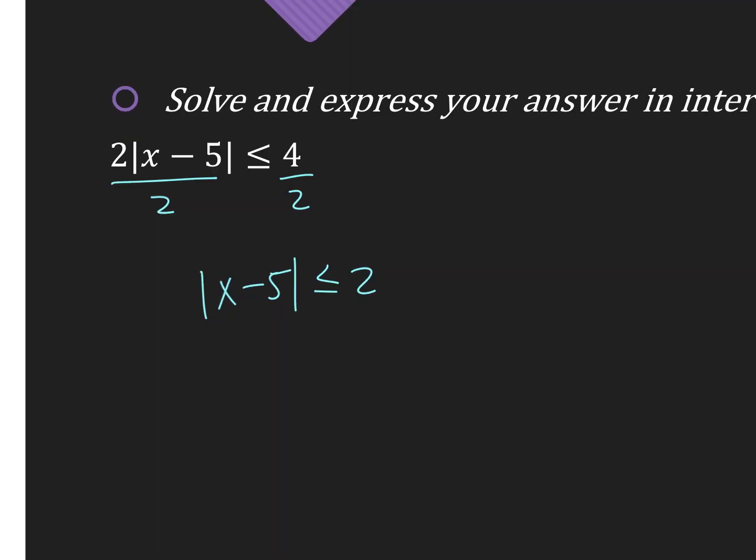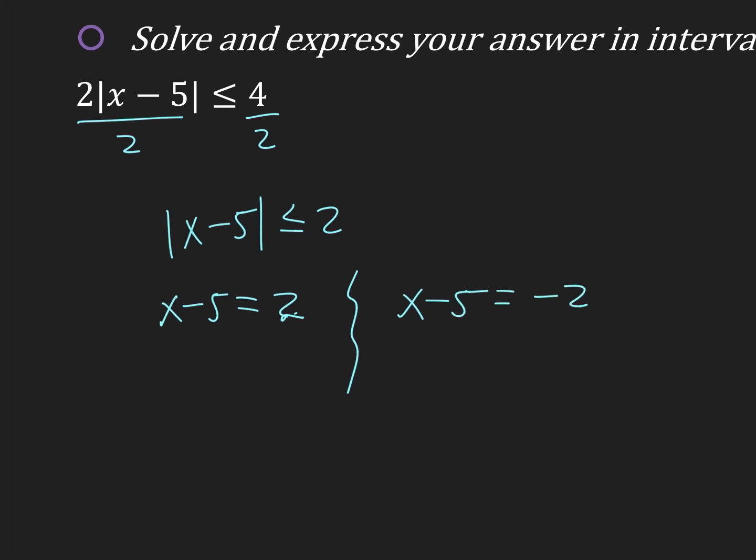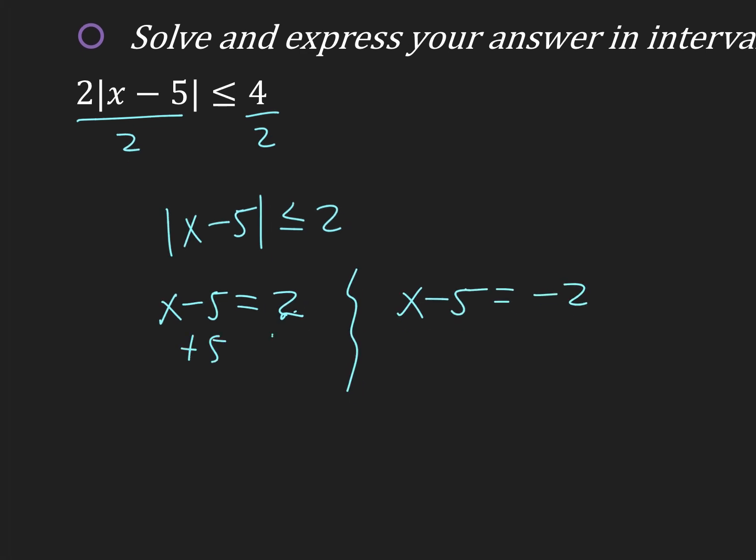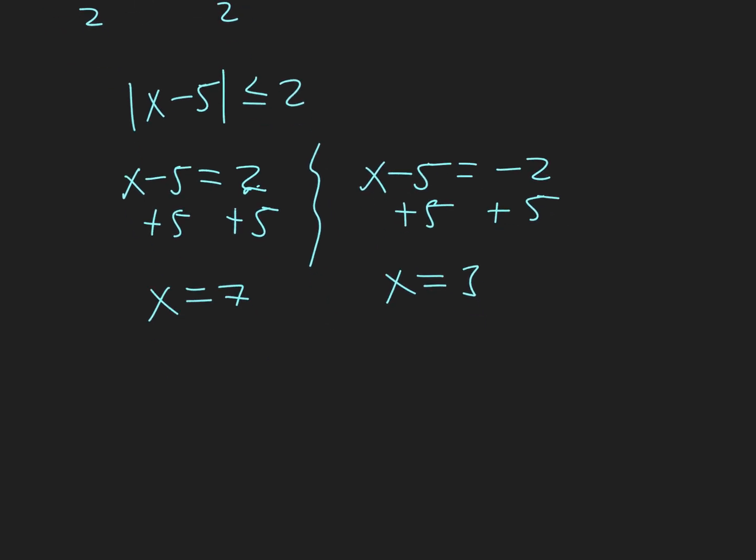All right. So what we can do is we can split this up into 2 equations. I would have x minus 5 equals the original, and then I would have x minus 5 equals the opposite of the original. So then I'm going to go ahead and add 5 on both sides. I get x is 7. Add 5 on both sides over here, and I get x equals 3.